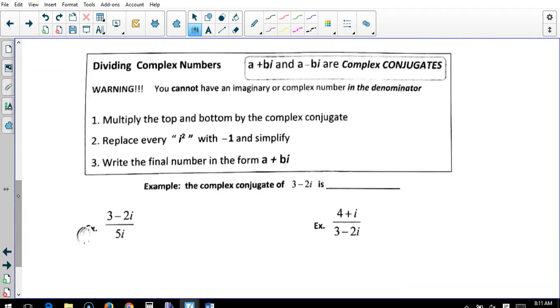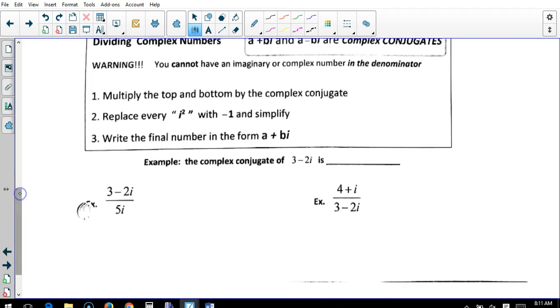And last, dividing. A plus bi and a minus bi are complex conjugates. We've already dealt with conjugates before. And remember, you cannot have an imaginary or complex number in the denominator. So we're going to multiply the top and bottom by the conjugate, which we've already done before. Replace every i squared with negative 1 and simplify.